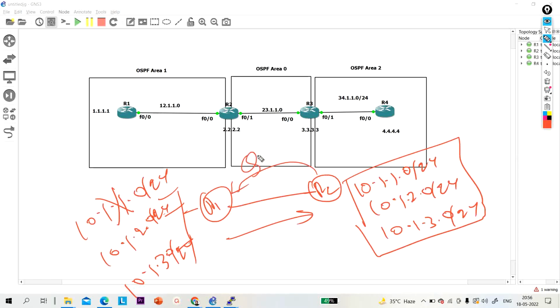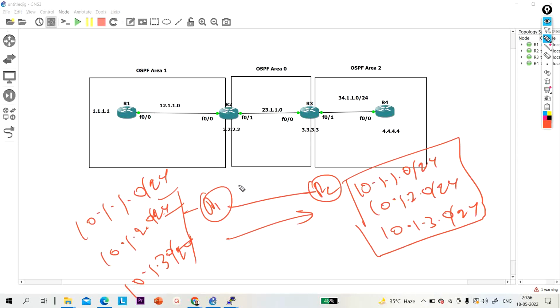Now suppose when this network goes down, this router will generate a query message. Am I right? Yes or no? Yes, definitely. Whenever a network goes down and there is no feasible successor for this network, the router will generate a query message.